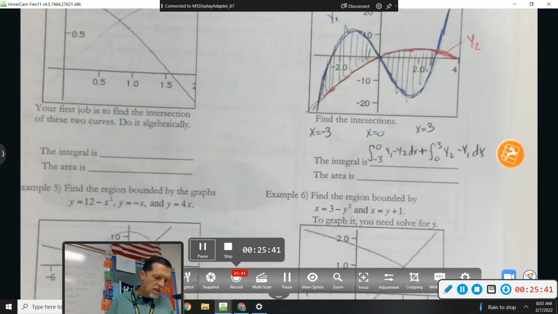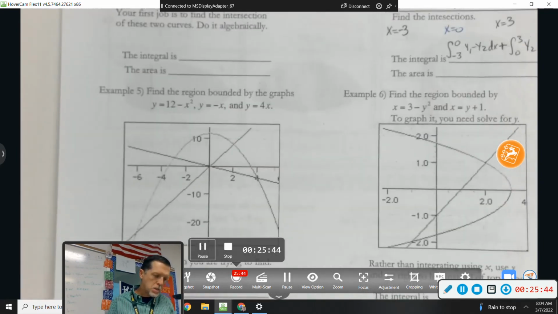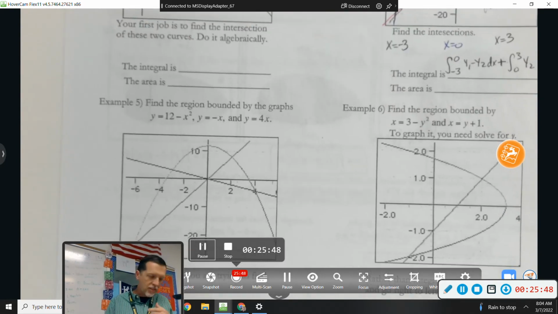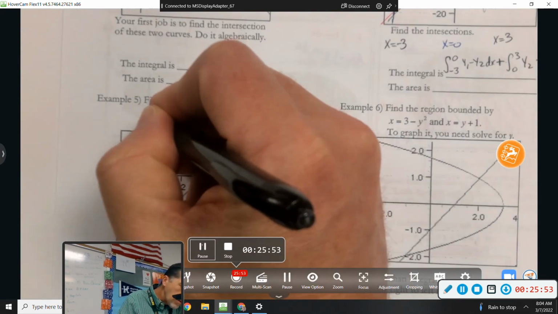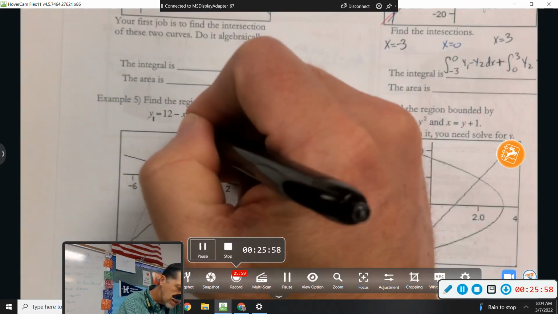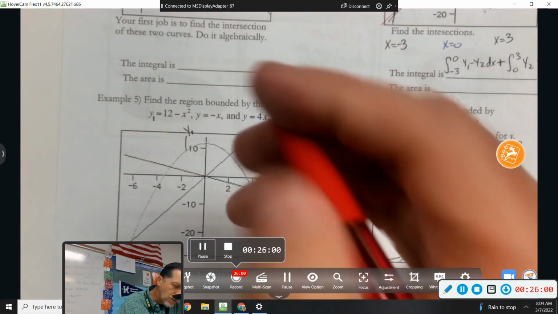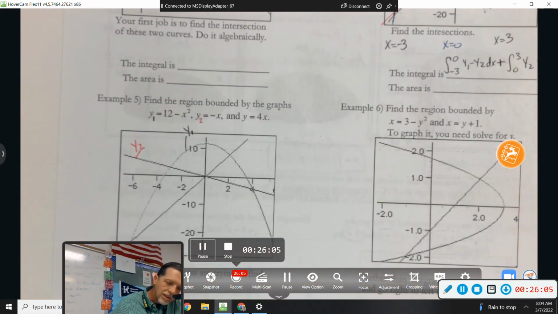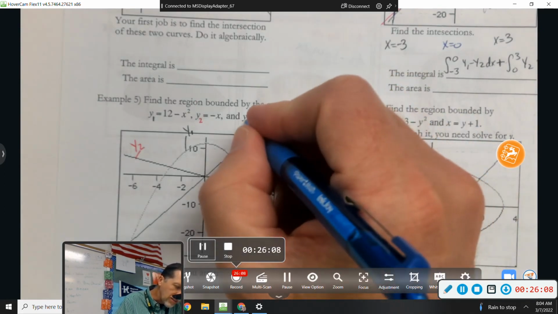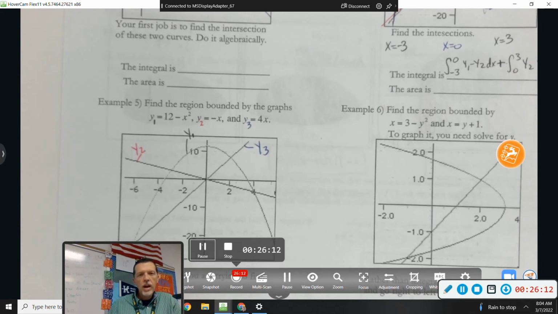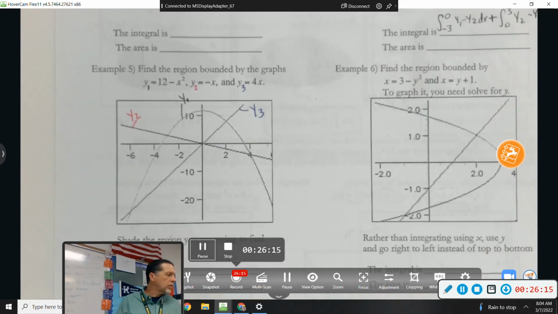Number 5. Find the region bounded by the graphs. Oh, lovely, we have 3 graphs. y1 is the parabola. y2, negative x. Okay, I know which one that is. And y equals 4x. I'll call that one y3. And we want the area bounded by those 3 graphs.